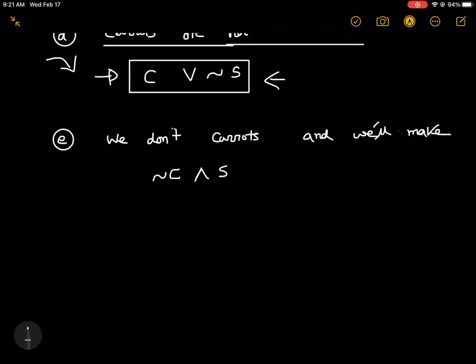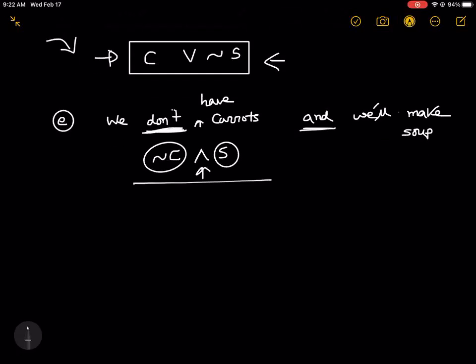Simply because we use C for we have carrots. That means we don't have carrots, means it's the negation of that statement. That means this would mean we don't have carrots. Okay. Then for and, we're going to use this symbol. And we have already said for will make soup, we can use S. So for this entire statement, this would be our translation.